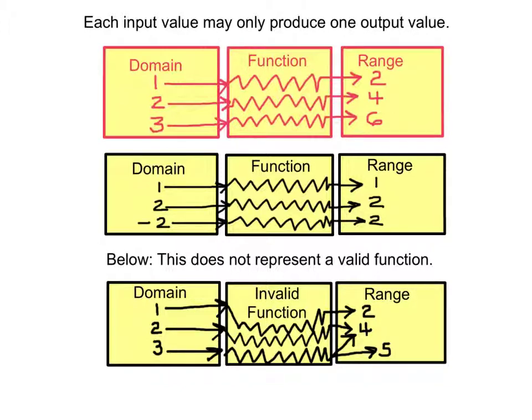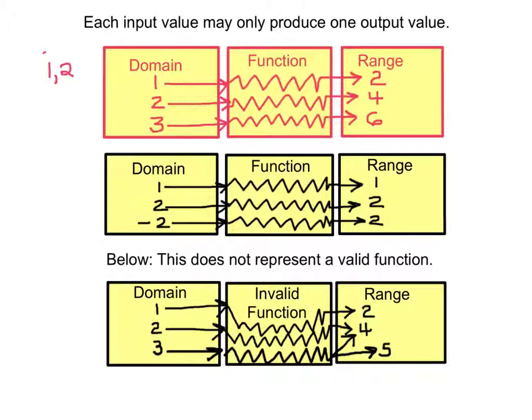The reason is that each input can only produce one output, and in this particular case, the 3 is mapping both to a 4 and also to a 5, which is illegal for a function. Let's look back up at our very first example of a function. In this example of a valid function, 1 is mapping to 2.